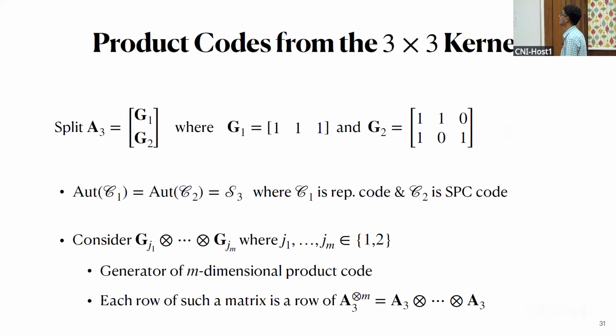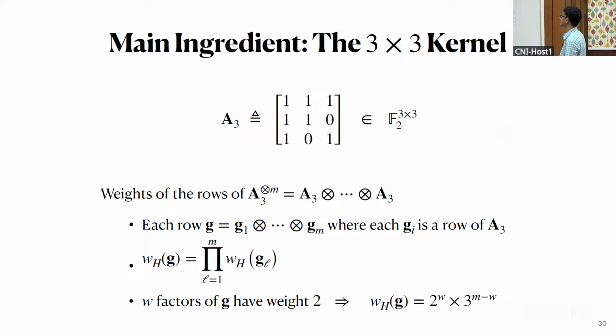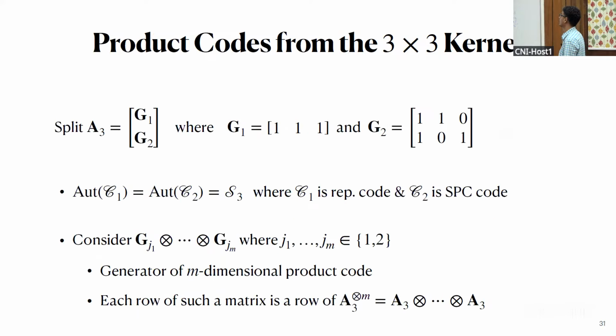Okay. So now what do I do with the 3x3 kernel? I take this matrix, and then I split it here into two, one row and then two rows, and I call them G1 and G2. G1 generates the repetition code of length 3, G2 generates its dual, the single parity check code of length 3. Both of them have the automorphism group as the full symmetric group of degree 3. So their common automorphism group is also S3 itself.